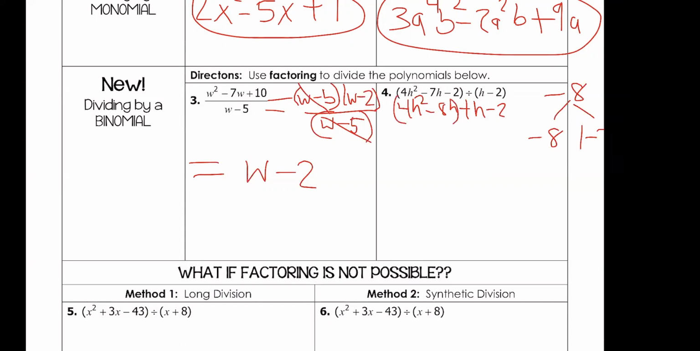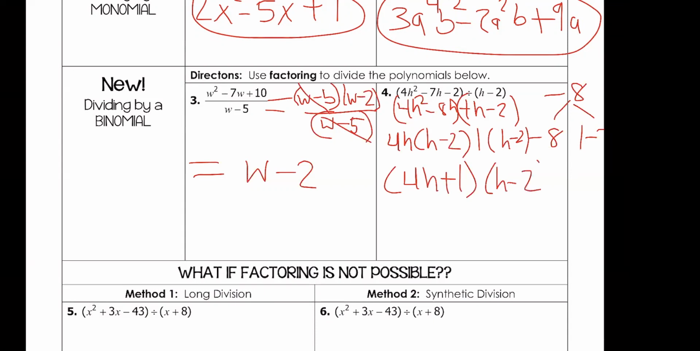So you would do grouping. You could also do a different method if you'd like, but you can pull out a 4h, and then you can only pull out a 1. So you really have 4h plus 1, h minus 2, all over h minus 2. So you should see this could cancel out. So you would just get 4h plus 1, if that makes sense.